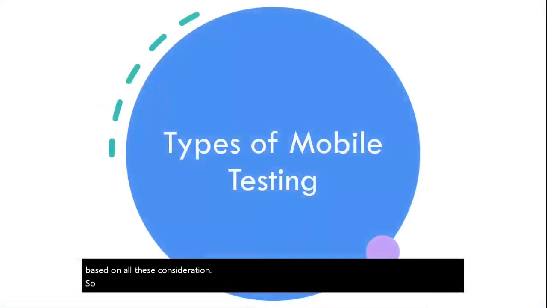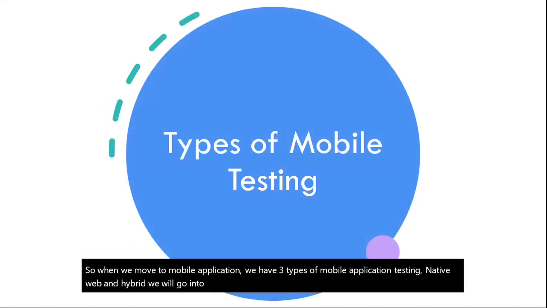When we move to mobile application testing, we have three types of mobile applications: native, web, and hybrid. We'll go into detail regarding all these three types, but for now just have a picture that we have three types of application: native, hybrid, and web.